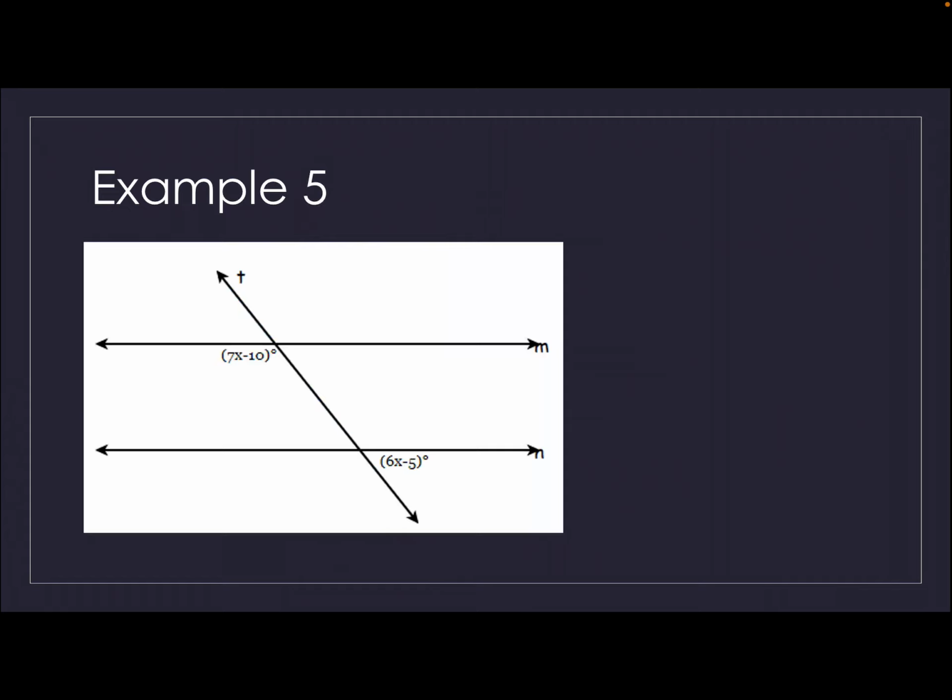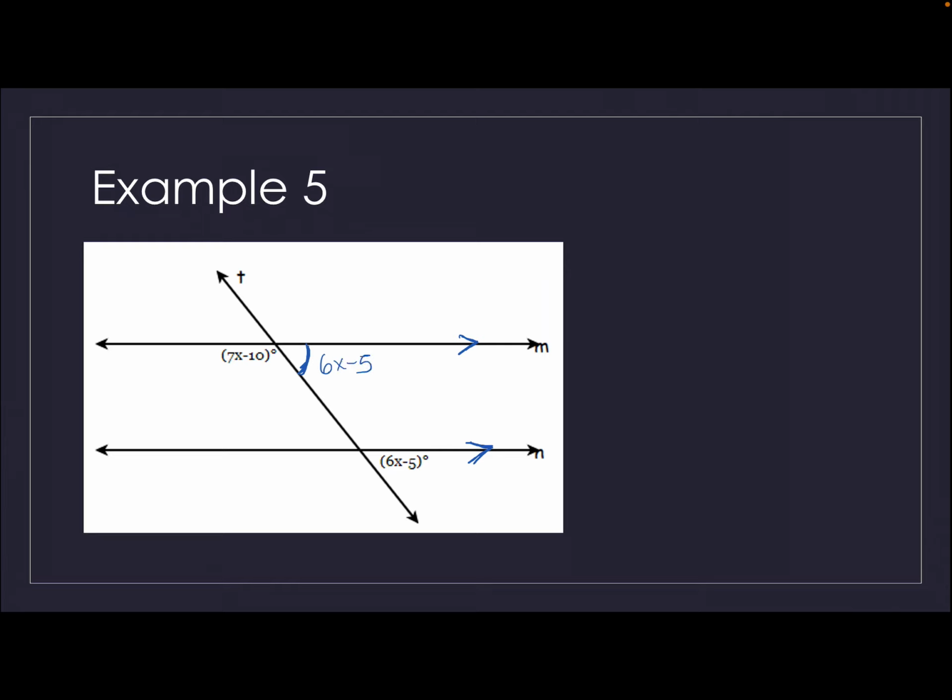And our last example is we have this diagram where we actually don't have a relationship between the two angles. These aren't alternate interior, alternate exterior, corresponding, consecutive interior, or consecutive exterior angles. So what we do know is M is parallel to N. So if line M is parallel to N, it means that corresponding angles are congruent. So the angle that corresponds to 6x minus 5 down here is this angle. So this angle is also 6x minus 5.